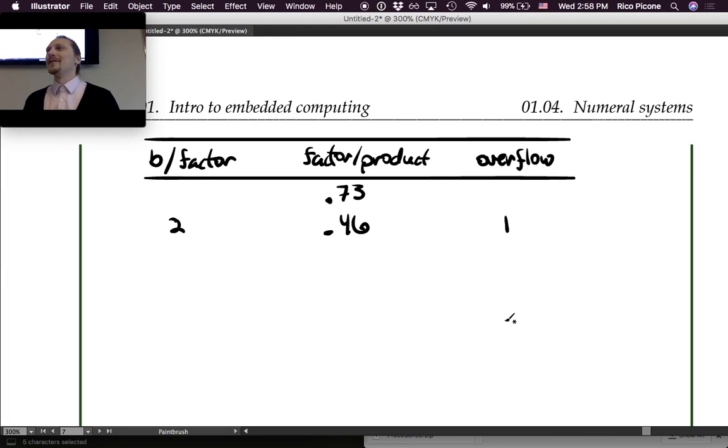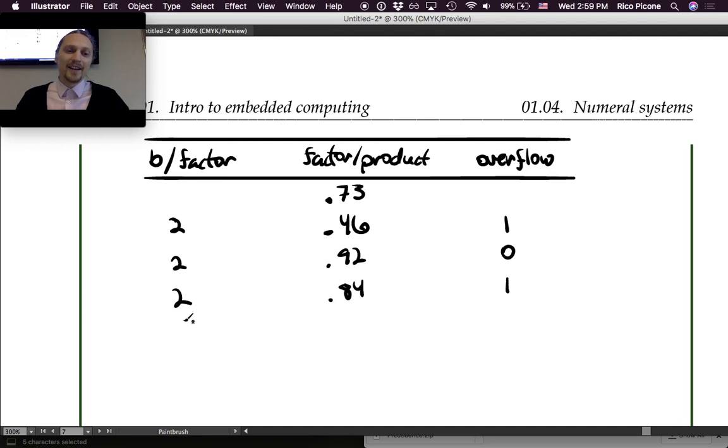So we'll multiply by 2 again. 0.86, there's no overflow on that one. Times 2 again. Wait, 0.92. Yeah. Oh, yeah. Thank you. 0.92. See, I thought I could just do this in my head on the go, but apparently I can't. This would be 0.84 with an overflow, right? Times 2 again. 0.68 with an overflow. 2 again. 0.36 with an overflow? Okay. So far, so good on my notes. 0.72, no overflow.